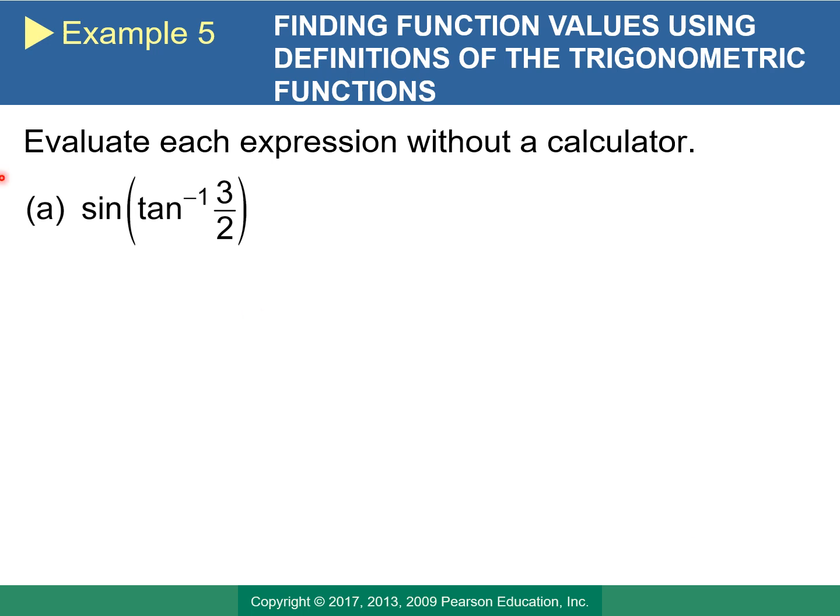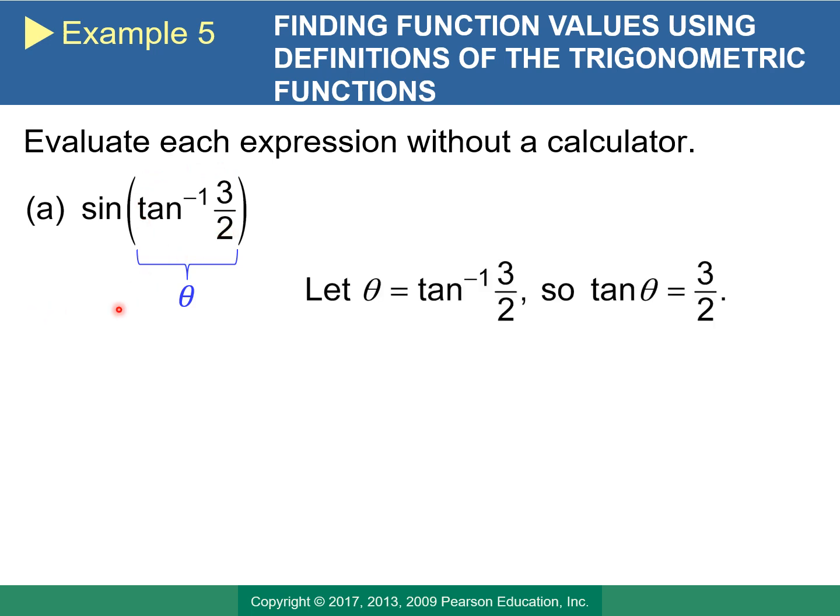In this next example, we're going to be evaluating expressions without a calculator. And the way we're able to do this is that we actually don't need to know the angle, and here's why. Tangent inverse of anything would give us an angle, but then what we're interested in is sine of that angle. So we really don't need to know what the angle is, and I'll work this out with you so you can see why. This represents an angle, tangent inverse of 3 over 2. We're going to call it theta. So theta is tangent inverse of 3 over 2, meaning that tangent theta equals 3 over 2.